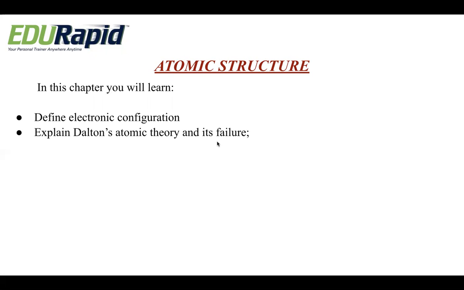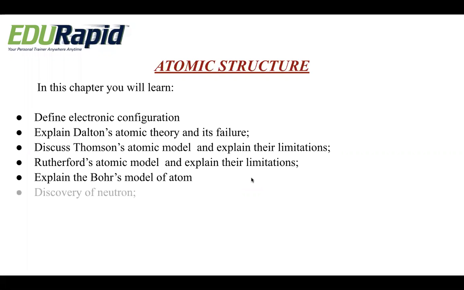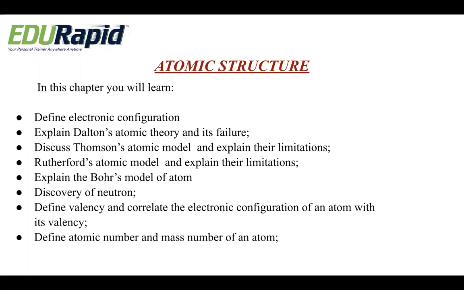To define electronic configuration, explain Dalton's atomic theory and its failure, discuss Thomson's atomic model and explain its limitations, Rutherford's atomic model and explain its limitations, explain Bohr's model of the atom, the discovery of the neutron, define valency and correlate the electronic configuration of an atom with valency, and define atomic number and mass number of an atom. Lastly, you are going to discuss the isotopes and the isobars.